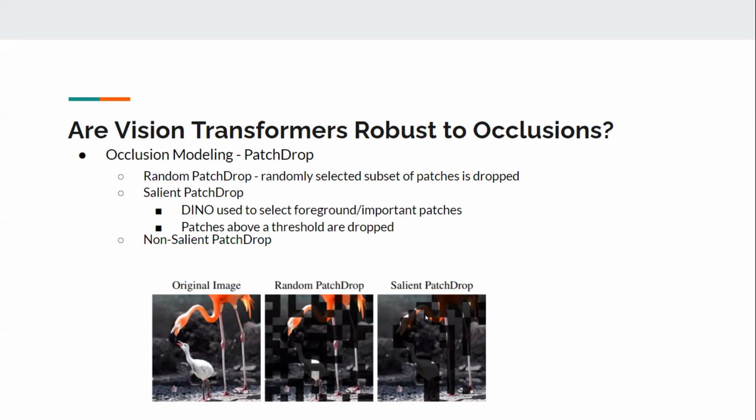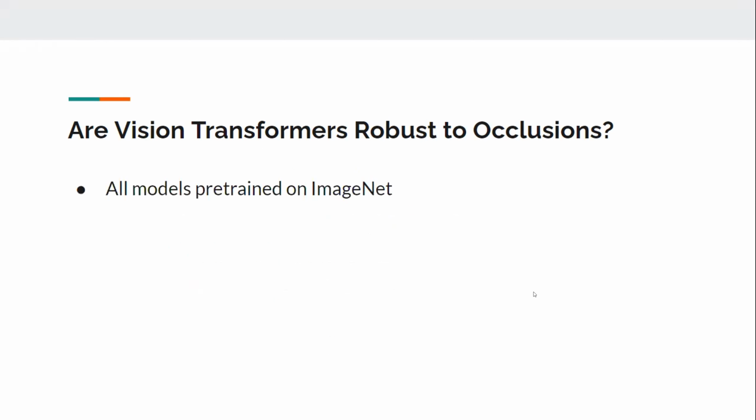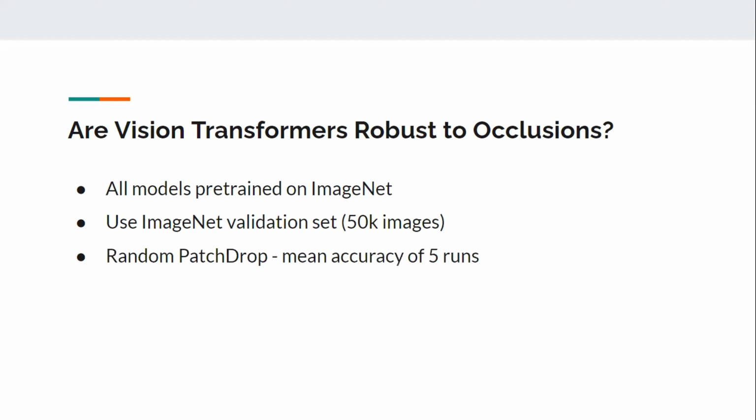And then non-salient patch drop is the opposite, where if they're below the threshold, those are dropped instead, and that results in the background being masked and the foreground being present. For this experiment, all their models were pre-trained on ImageNet, and then they used the ImageNet validation set of 50,000 images with the masks applied to them. For random patch drop, they report the mean accuracy of 5 runs. For the salient and non-salient patch drops, because they're deterministic, they only need to report the accuracy of 1 run.